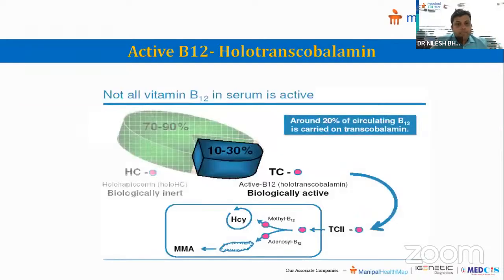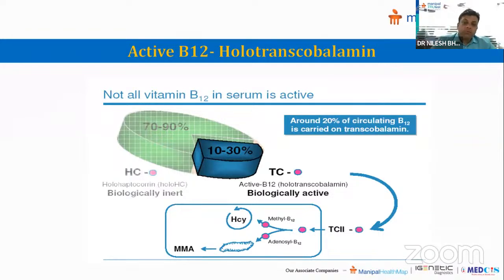So let us see. Basically, the main reason behind that is not all vitamin B12 is metabolically active. Out of the total vitamin, 70 to 80% is biologically inert. That is bound to haptocorrin, which is an inert portion of the total vitamin B12. And just 10 to 20% is the biologically active form, which is bound to the transcobalamin. So only B12 which is bound to transcobalamin is a biologically active form, and this is the only form in which the vitamin B12 enters into the cell.